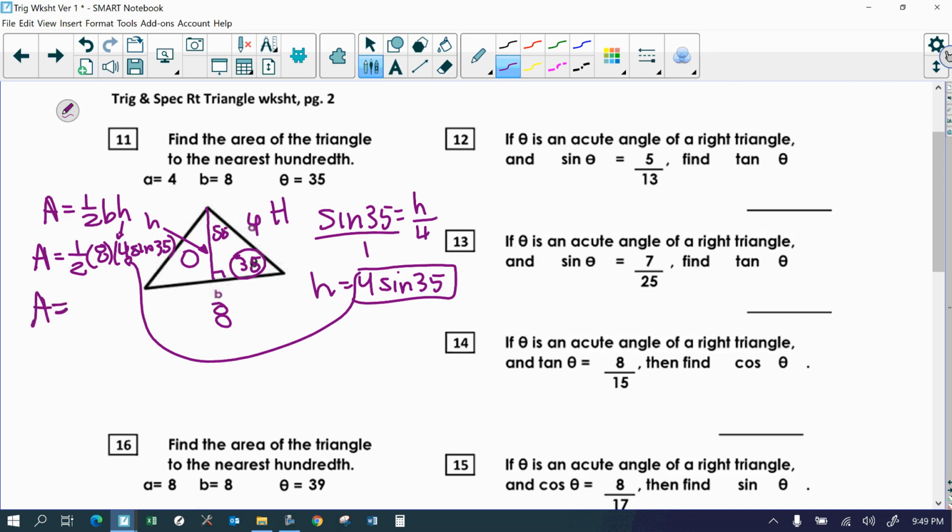Now I'm going to put all that in a calculator. I could, if I want to, simplify myself. 1/2 is 4 times 4 is 16 sine 35 then. Okay, and that's the exact answer. But notice we want nearest hundredth, so that means put it in the calculator. A is approximately equal to, let's bring up the graphing calculator here.